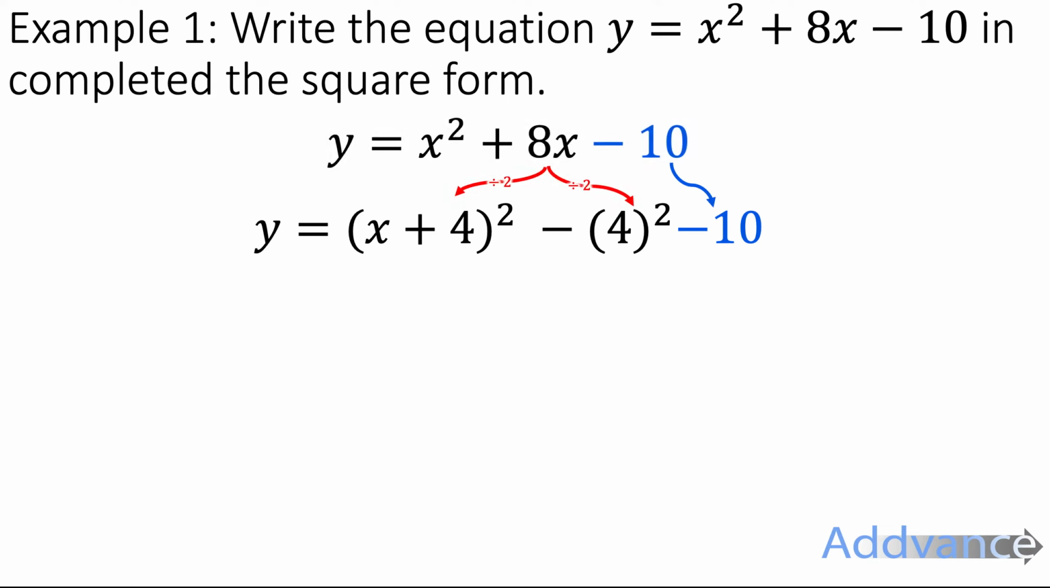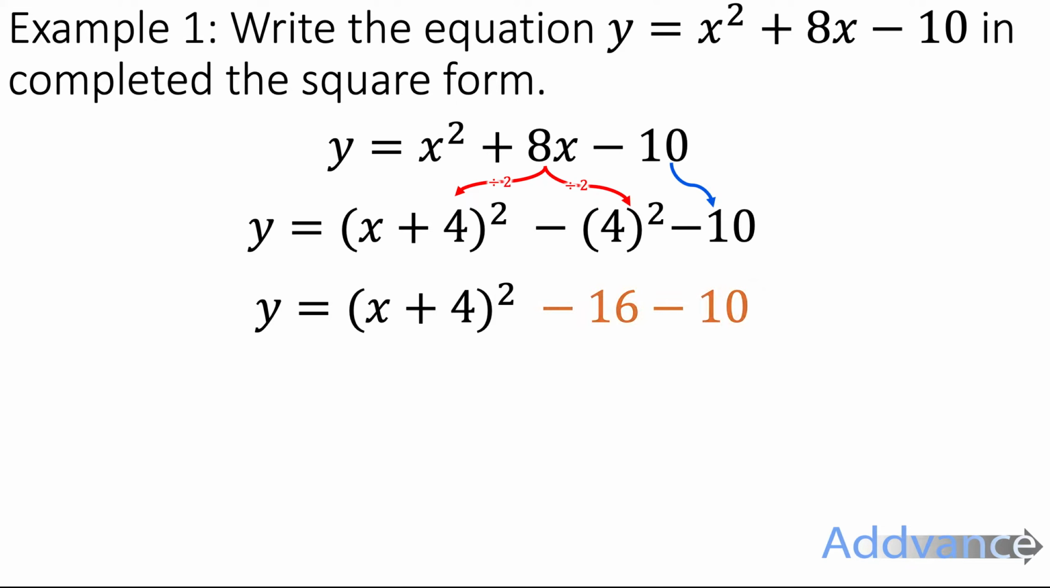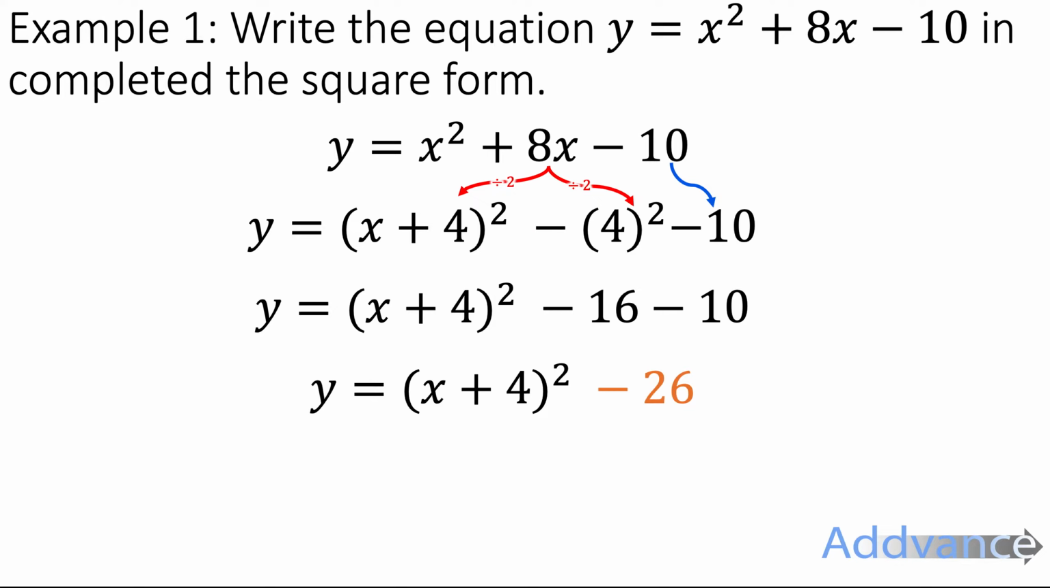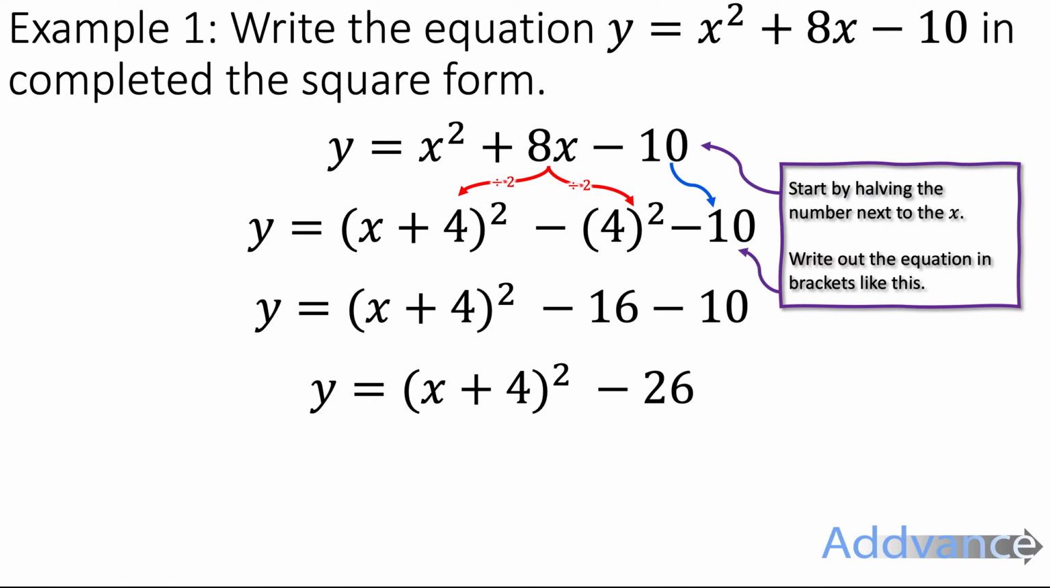If you remember how to do that step, you're fine. That's the hardest part of completing the square. And you just have to remember where each number goes and how to write it out. Now it's just simplifying. So 4 squared is 16, and minus 16 minus 10 is minus 26. And we've finished. x plus 4 squared minus 26. If you want to check this works, you can expand the brackets, which we're going to do in a moment. Just remember to start by halving the x and write it out like that, as we did in the second line here, and then you simplify the expression.